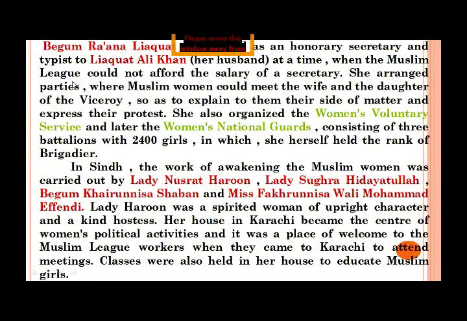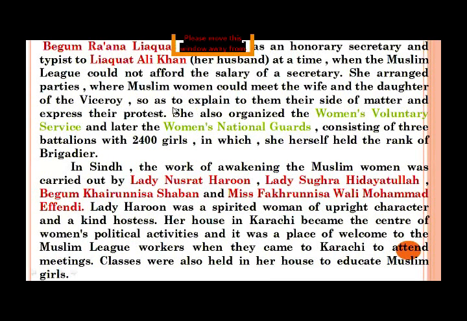When the Muslim League could not afford the salary of a secretary, she worked as a secretary and typist to Liaquat Ali Khan. That's why she worked; it means she did not take any salary for this work. What would she do? She would arrange parties where Muslim women could meet the wife and the daughter of the viceroy, because it was very necessary to have a platform to meet these personalities. It was not easy.